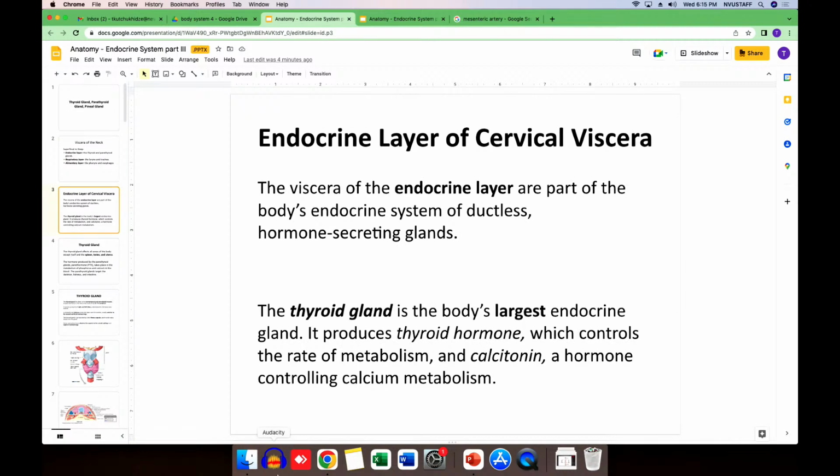So in the endocrine layer, we have these two hormone-secreting organs. The thyroid gland is our body's largest endocrine gland, and it produces the thyroid hormone. Mainly its function is to control the metabolism, and it also releases calcitonin, which controls the calcium metabolism together with PTH, the parathyroid gland hormone. So we can combine that the thyroid controls the metabolism, and on the other side the calcium metabolism with the PTH from the parathyroid gland.